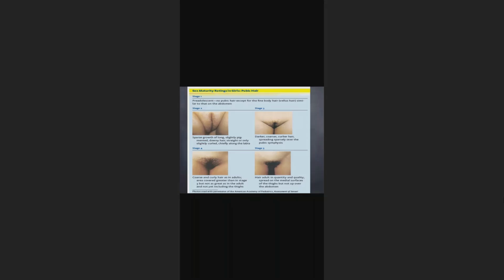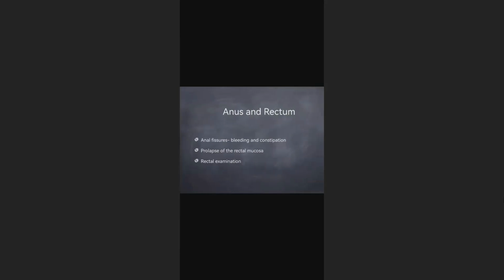Breast budding. In males, enlargement of the penis. Those are usually the first signs of puberty. So, let's go to the anus and the rectum.